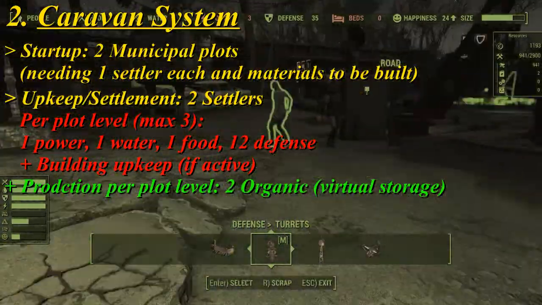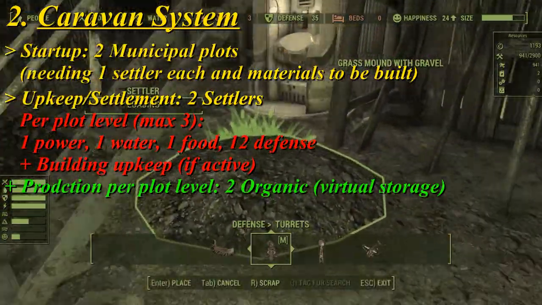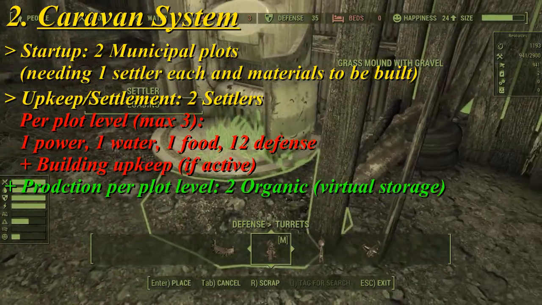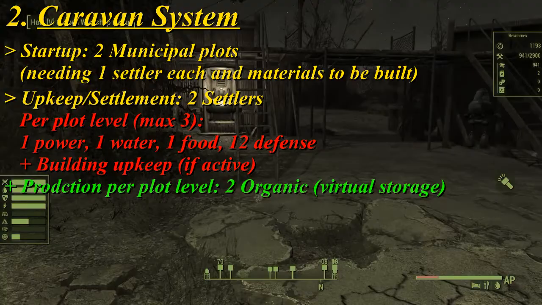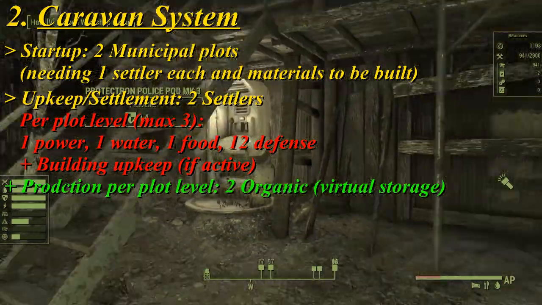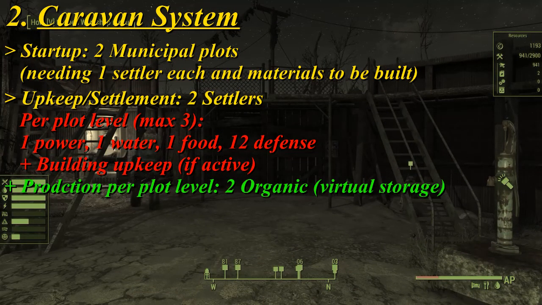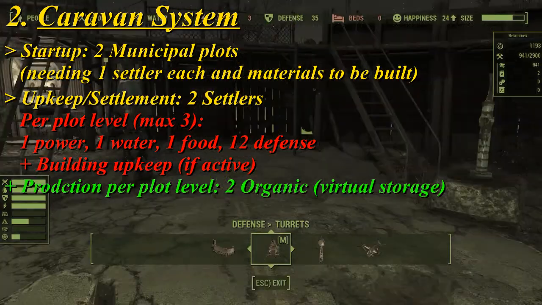Now, as your network becomes bigger, that payoff, that upkeep cost, becomes smaller per settlement, but it's still a huge price. Also note that the municipal plot, once you have selected the caravan system for the municipal plot, comes with an upkeep cost as well. I believe water and food is required, and the idea behind that is undoubtedly to feed and water the Brahmin that actually walks between the settlements.